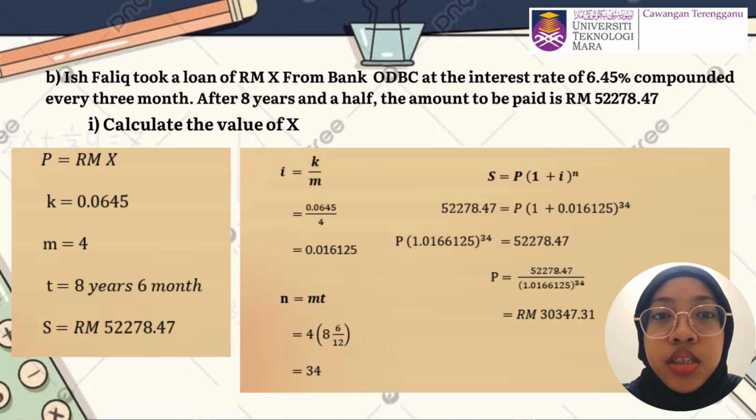For part B, calculate the value of X. For the i, we use r over m, so 0.0645 over 4, and we get 0.01625. Similarly for n, using mt, so 4 multiplied by 8 and 6 over 12, and we get 34.